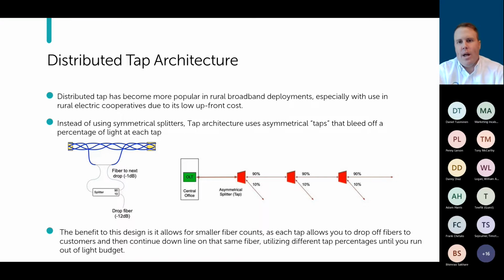Right. So what that is going to do is it is going to bleed off 10% of the incoming light off of that splitter. Okay. So take whatever your light input is into that splitter, and you're going to take 10% of that, and then that's what you're going to branch off and use to connect homes to.